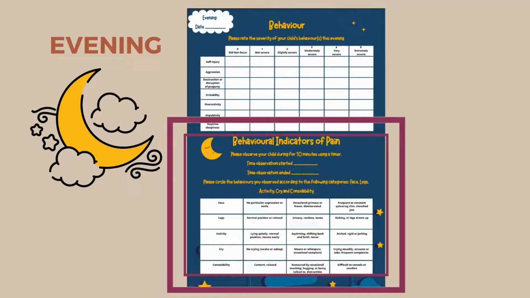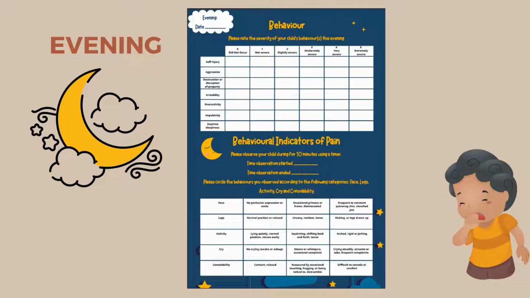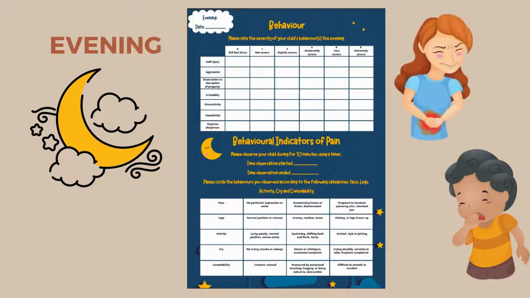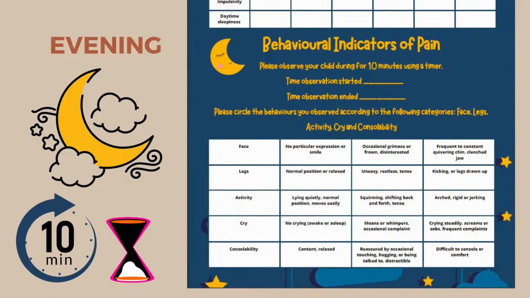The next section asks about behavioural indicators of pain. It can be difficult for children to describe their feelings of pain and discomfort. Behavioural observations can help parents and professionals assess pain levels in children. We ask you to please observe your child during wakefulness or during sleep for 10 minutes using a timer. If possible, observe the body and legs uncovered.